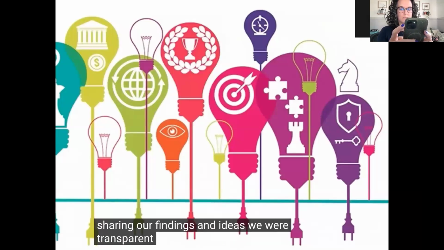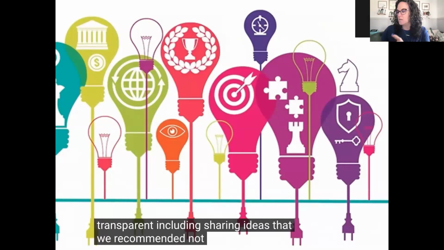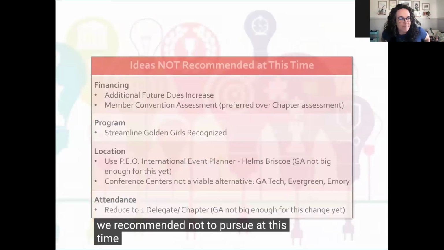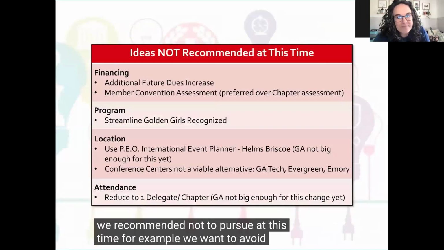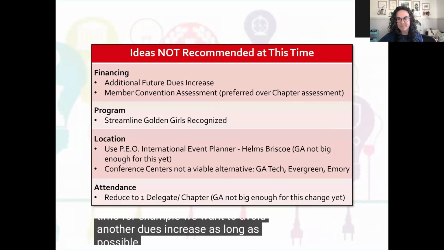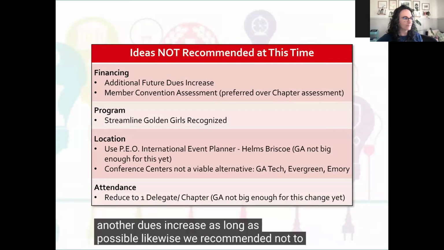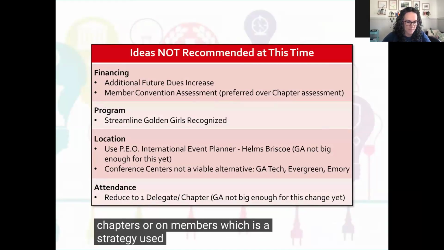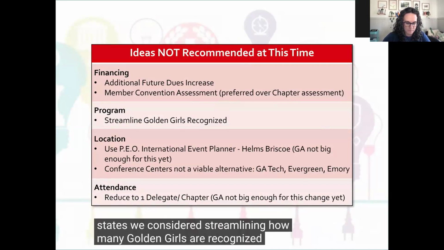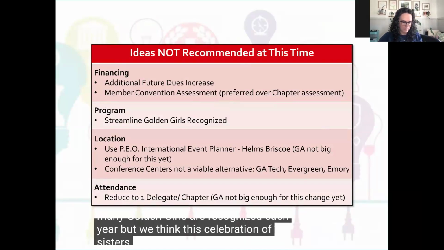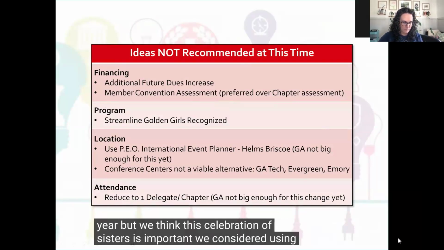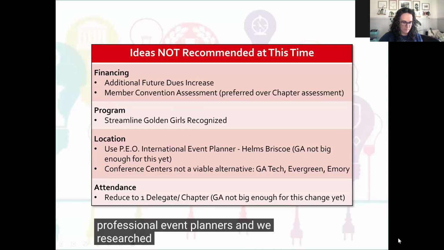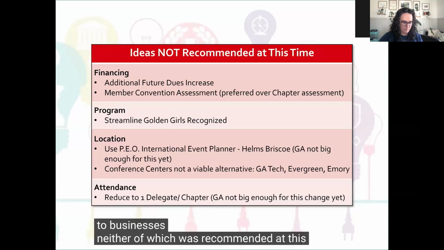We were transparent, including sharing ideas that we recommended not to pursue at this time. For example, we want to avoid another dues increase as long as possible. Likewise, we recommended not to impose a convention assessment on chapters or on members, which is a strategy used by some other states. We considered streamlining how many Golden Girls are recognized each year, but we think this celebration of sisters is important. We considered using professional event planners, and we researched conference centers that cater to businesses, neither of which was recommended at this time.